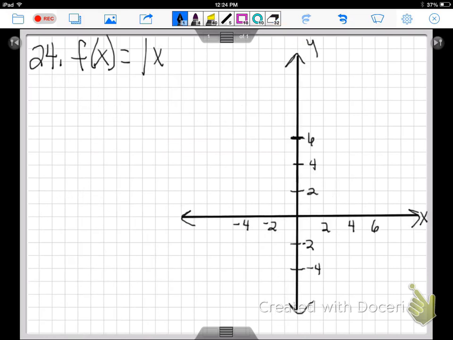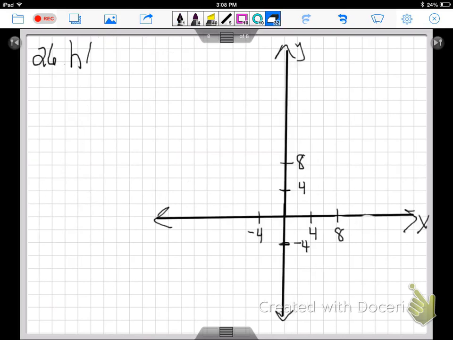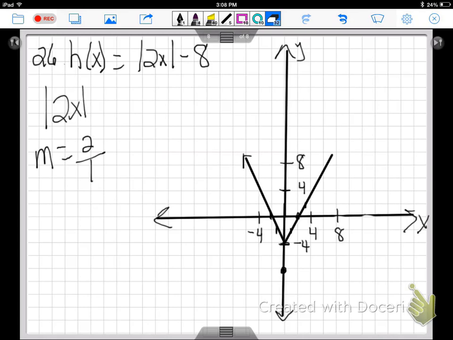Number 24, f of x is equal to absolute value of x minus 5. That is a shift to the right. Domain is negative infinity to positive infinity. The range is 0 to infinity. And number 26, the slope is 2 over 1, and it goes down to 8.